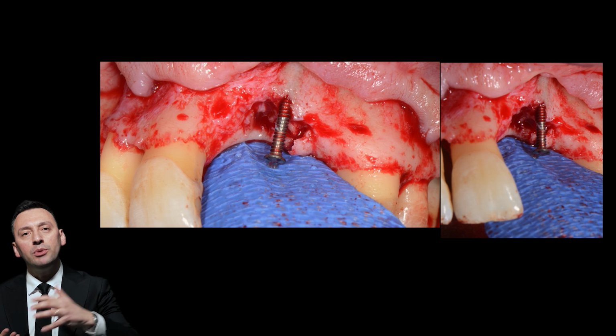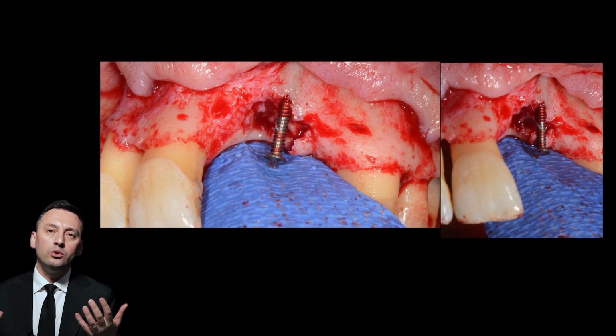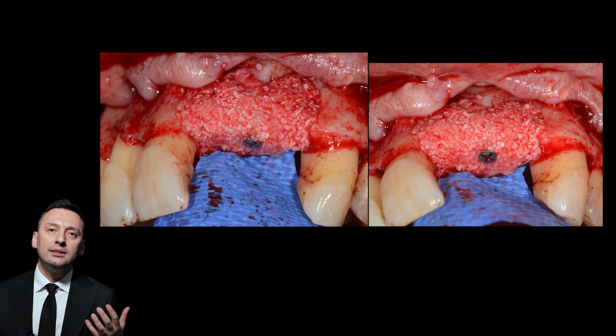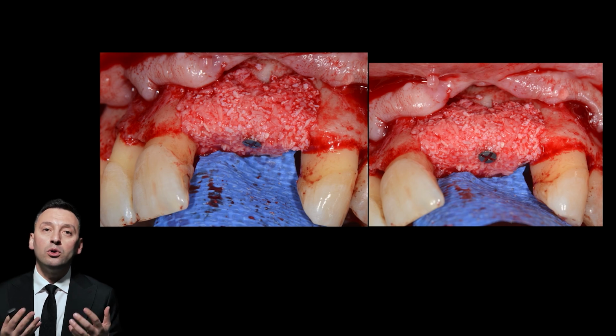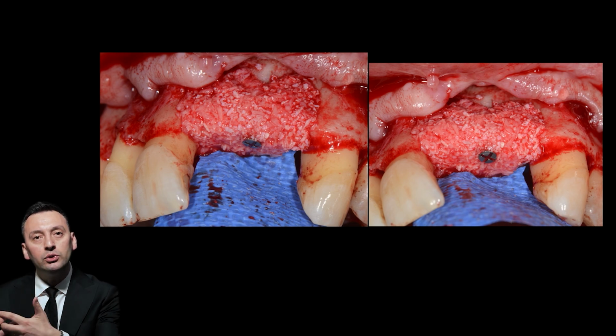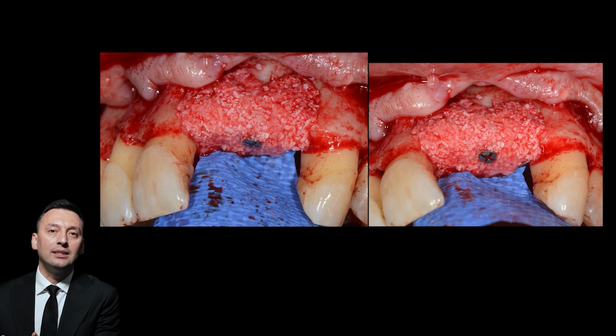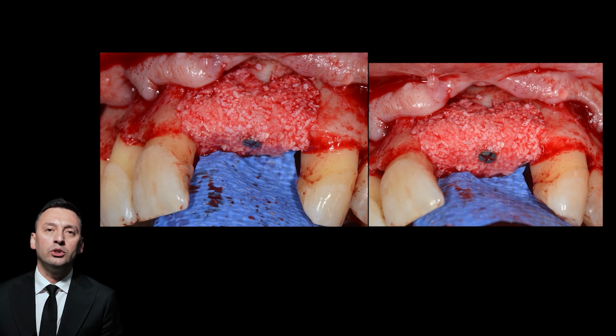You can use a titanium reinforced PTFE membrane. You can also use some screws to give a tenting effect. You're going to mix your xenograft with the autogenous bone. And if you are allowed, instead of using a xenograft, in some countries, allograft is also provided. You may mix your allograft with the autogenous bone, and then you can cover with a non-resorbable barrier in these conditions.